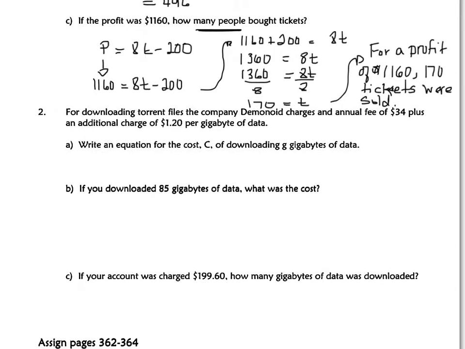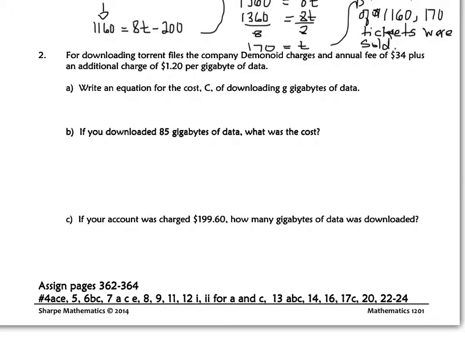Okay, the next question says, for downloading torrent files, the company Demonoid charges an annual fee of $34 plus an additional charge of $1.20 per gigabyte of data. Write an equation for the cost C of downloading G gigabytes of data. So the cost would equal $1.20 per gigabyte, so $1.20 times G, plus your base charge of 34.